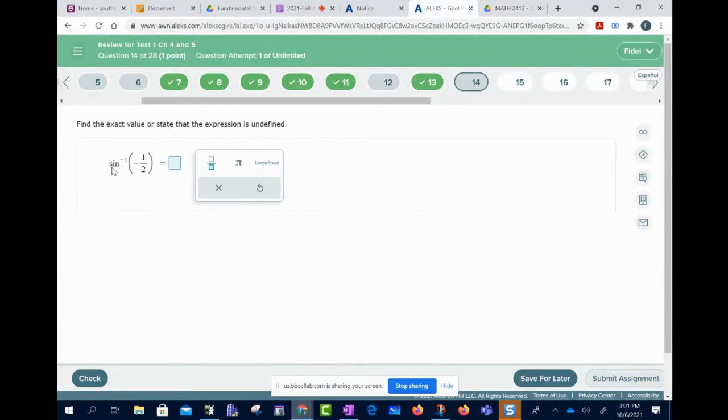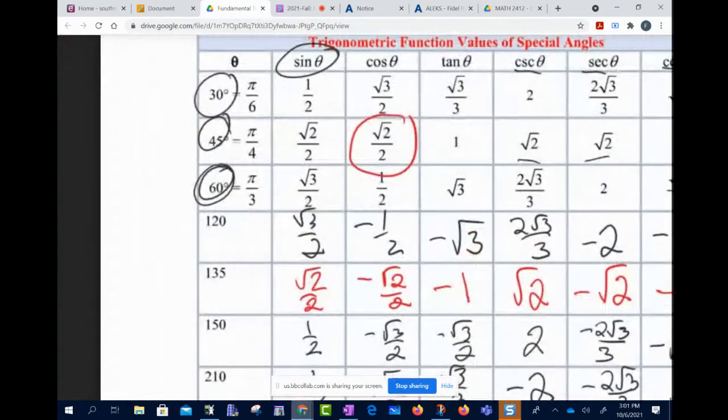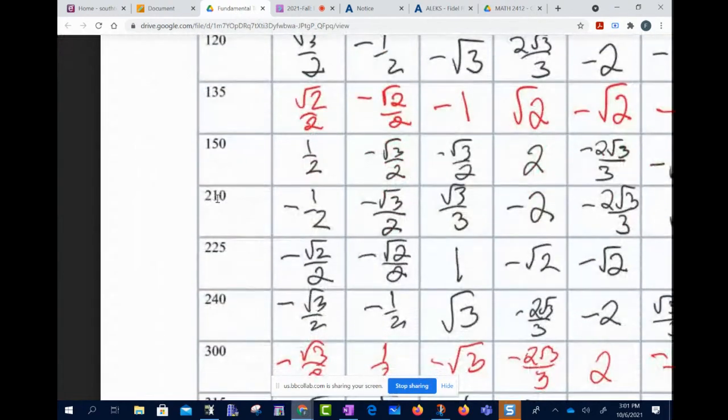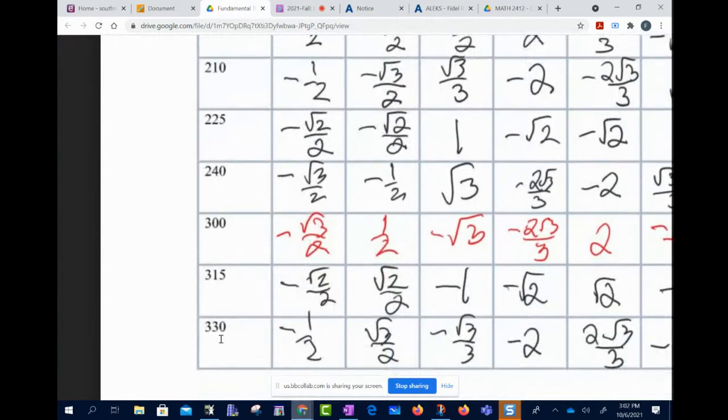But remember, it's not cosecant. It's sine inverse, so it's not 1 over sine. This is asking me what value of the angle gives me sine equal to negative 1/2. So what I do is use my chart. Here's the first column, my sine. When is the sine equal to negative 1/2? At 210, and it's also at 330.